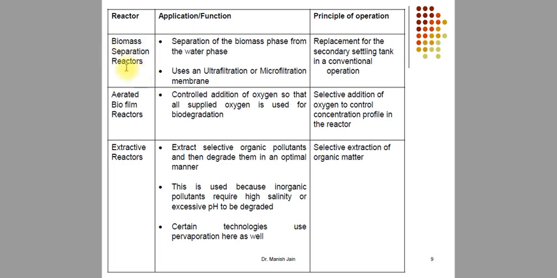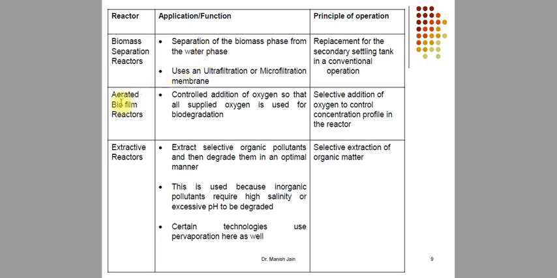So first, the biomass separation reactor: separation of the biomass phase from the wastewater. That means if you have biological waste in the water, or you want to remove the biological oxygen demand from the water, you can use a membrane based separation process. You can use the ultrafiltration membrane and the microfiltration membrane that can easily remove the unwanted solid particles or the organic, biological material present in the wastewater.